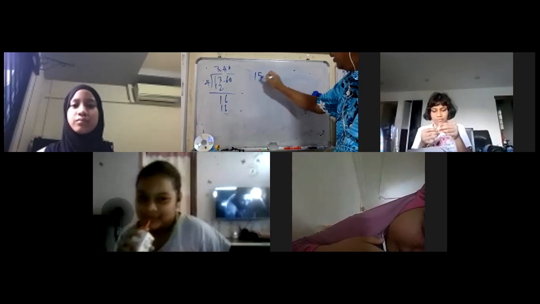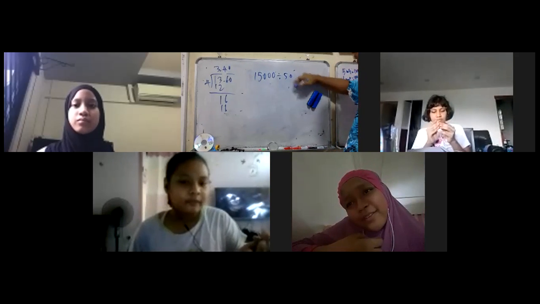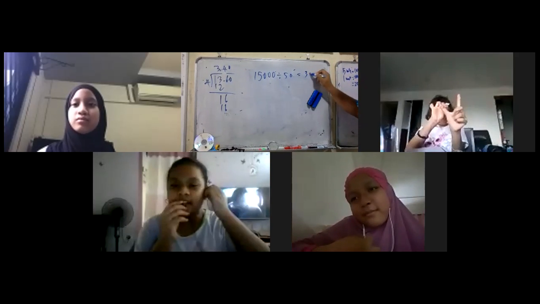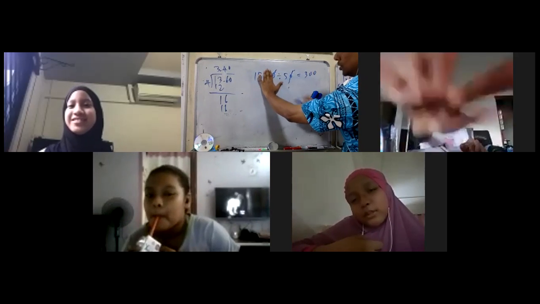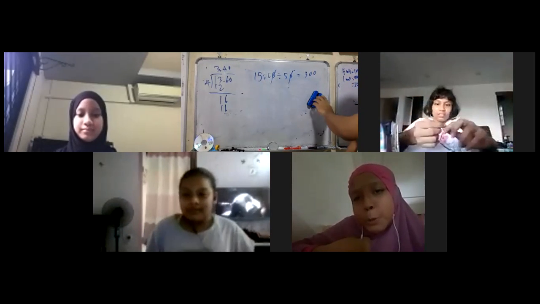Okay. 15,000 divided by 300. 300. Okay. Cancel 2 zeros. Cover the 2 zeros. 15 divided by 5, 3. Add the 2 zeros. 300. Well done. We try the next one.